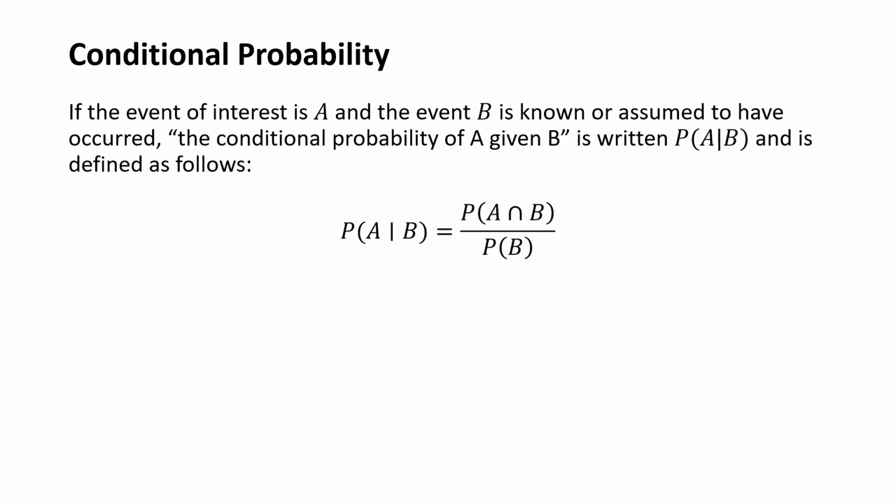So let's look at the more formal definition of conditional probability. If the event of interest is A and the event B is known or assumed to have occurred, the conditional probability of A given B is written, let me point to it here, probability A given B, and it's defined as follows: the probability of A given B equals the probability of A intersection B, in other words, the probability of A and B happening, divided by the probability of B. So this is a definition. It's not something we can derive. It's actually the definition used in probability theory.